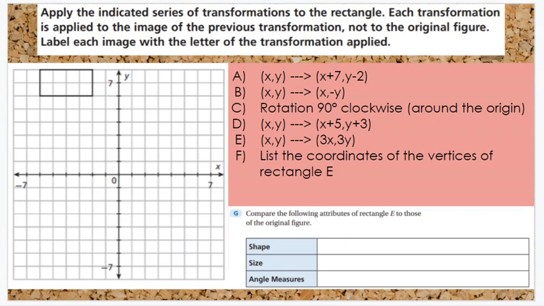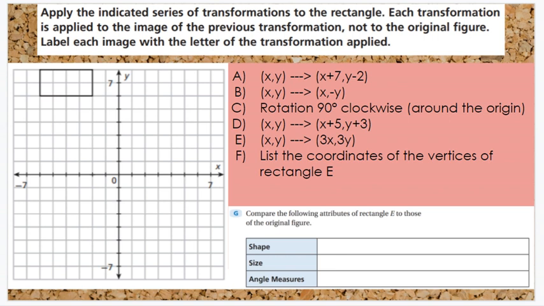This last piece that we're going to do is the sequencing piece. So we're going to do a little bit of sequencing with this first example. It says apply the indicated series of transformations to this rectangle. Each transformation is applied to the image of the previous, not to the original. So after we do one and get a new one, we'll use that one to do the next one, and that one to do the next one, and so forth.